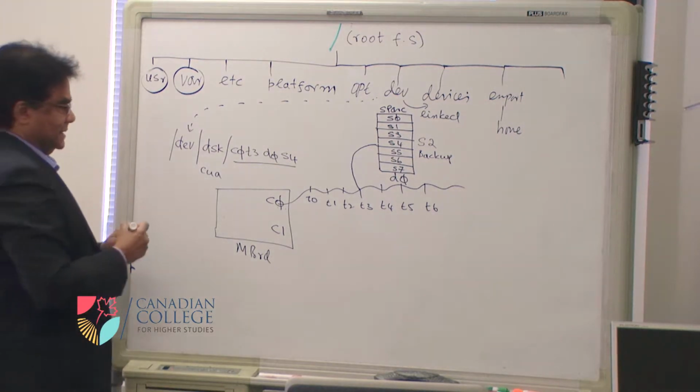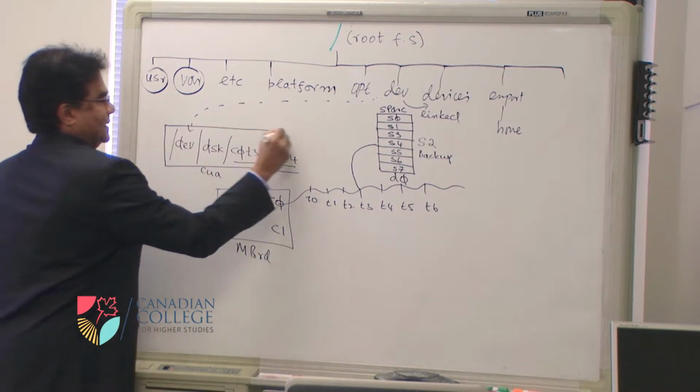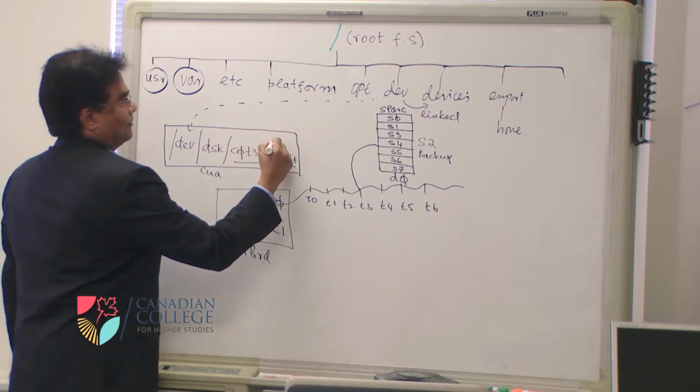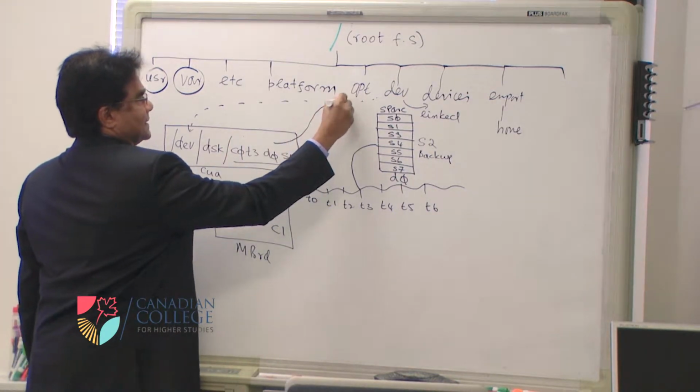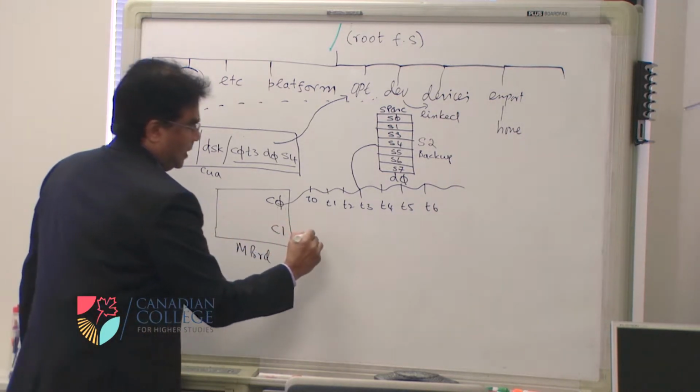And what happens is, now this slice, the whole slice can be mounted under one of the directories. If I want to mount this under this, right, or if it is automatically mounted during the boot up, the system will use a command called mount.